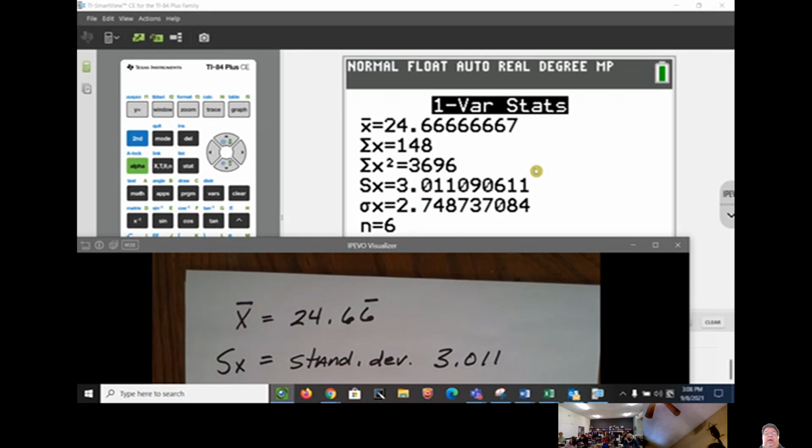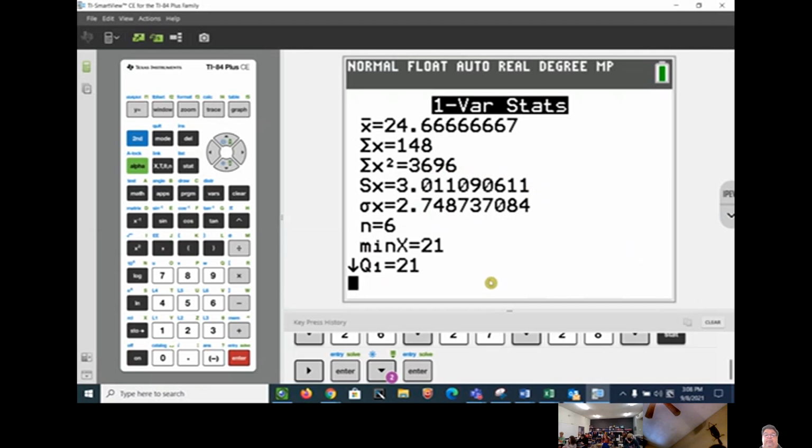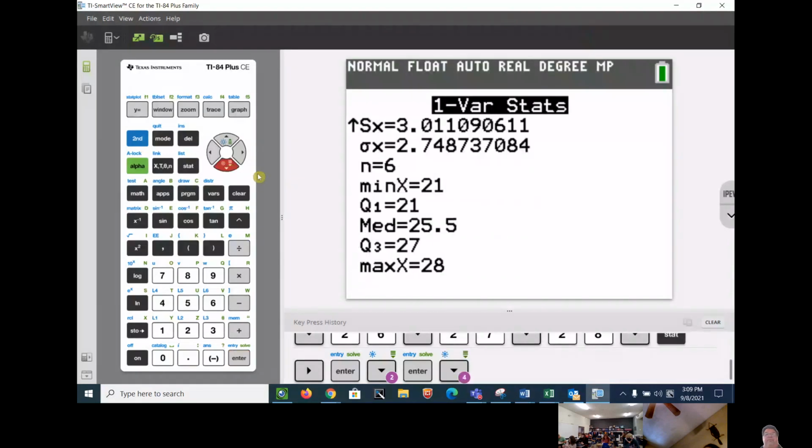And then guess what's below that? Your 5-number summary. Hit the down arrow. And there's your 5-number summary. So the min is 21. First quartile is 21. The median is 26. The third quartile is 27. And the max is 28. It will also draw your box plot.